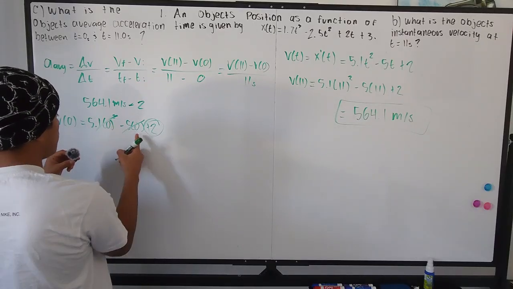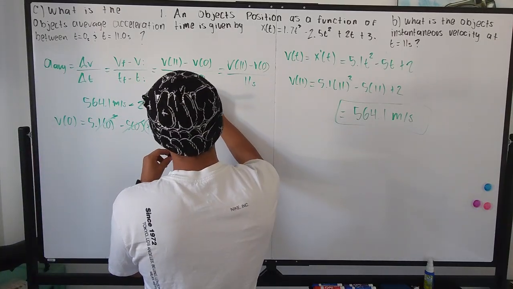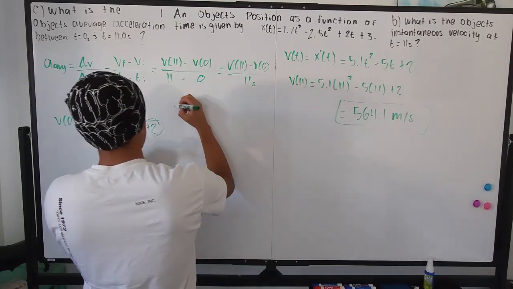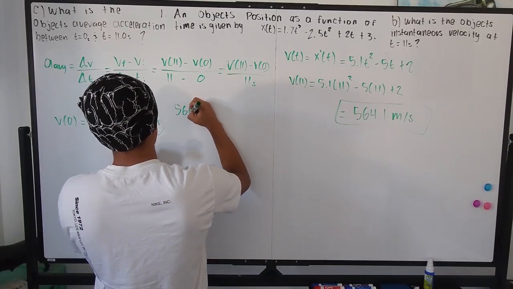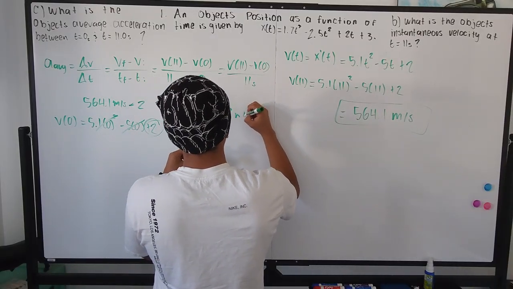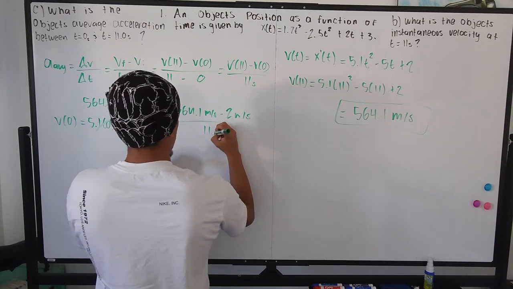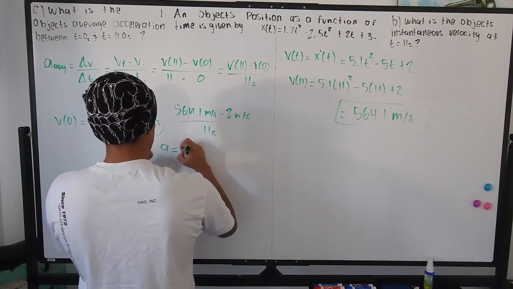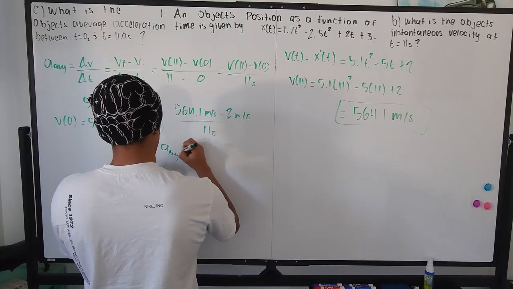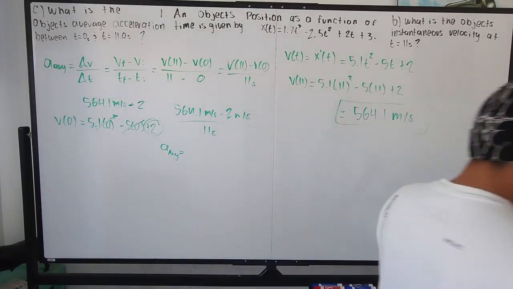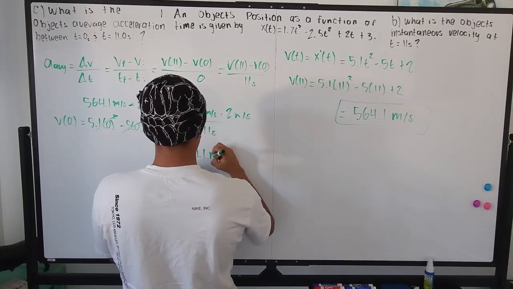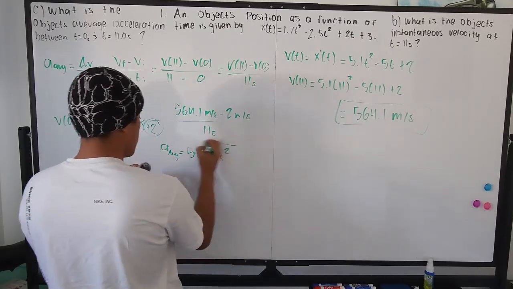And I should have just rewritten it over here. So now, plugging in our values for V of 11 and V of 0, it's going to become 564.1 meters per second minus 2 meters per second, all over 11 seconds. That'll give you an answer for the average acceleration of 51.1 meters per second squared.